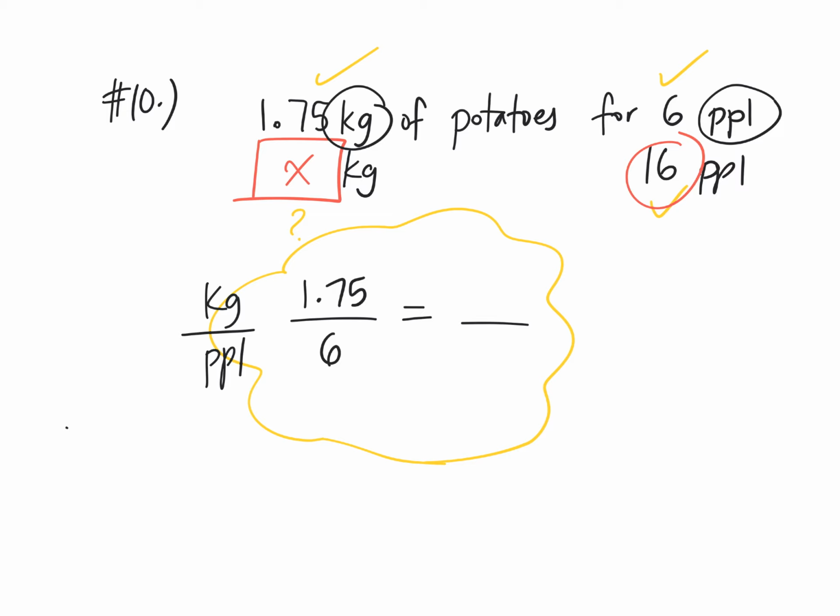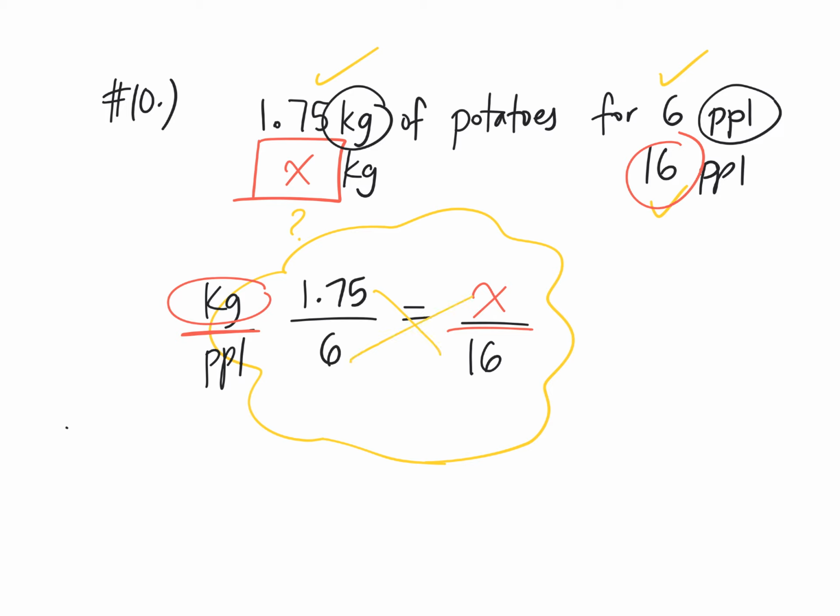So where am I going to put X? Line it up with kilograms. I don't know the kilograms, but I know that I'm finding the number of kilograms for every how many people? So where am I going to write 16? That's it. Once you figure out your proportion, now we just cross multiply. I want everyone to do that now.